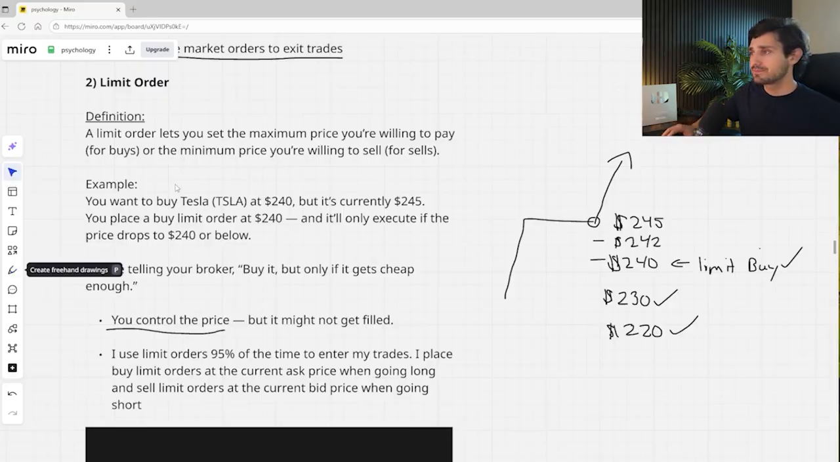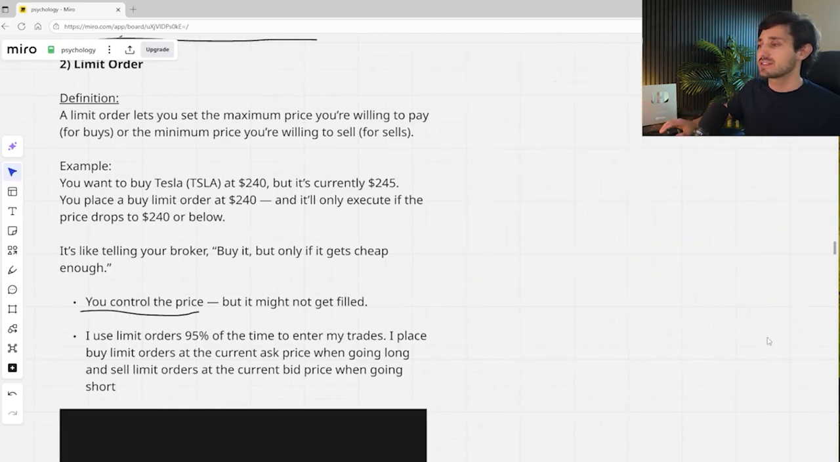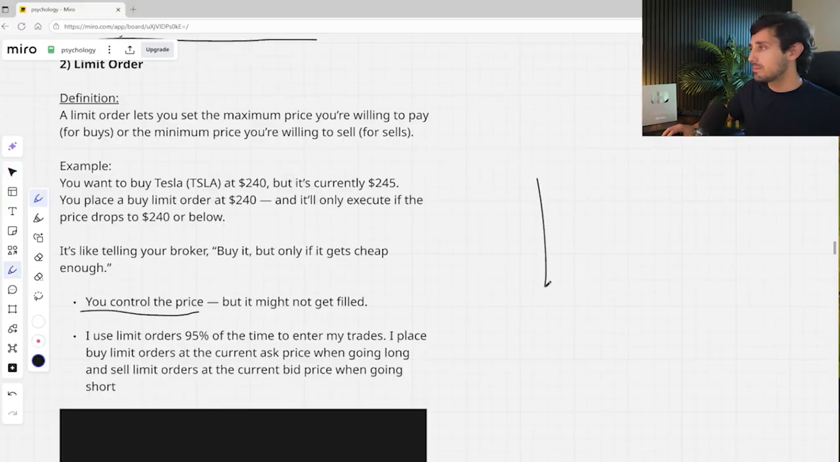So when it comes to limit orders, I actually use limit orders 95% of the time when I'm entering my trades. I place limit orders on the current ask price when going long, and I place sell limit orders on the current bid price when going short. There's probably going to be a video later on in this free course that really explains the bid and the ask. But basically, trading is kind of like an auction. You have a bid and you have the ask, right? The ask is the best price the sellers are willing to sell at, and the bid is the best price the buyers are willing to buy at, right?